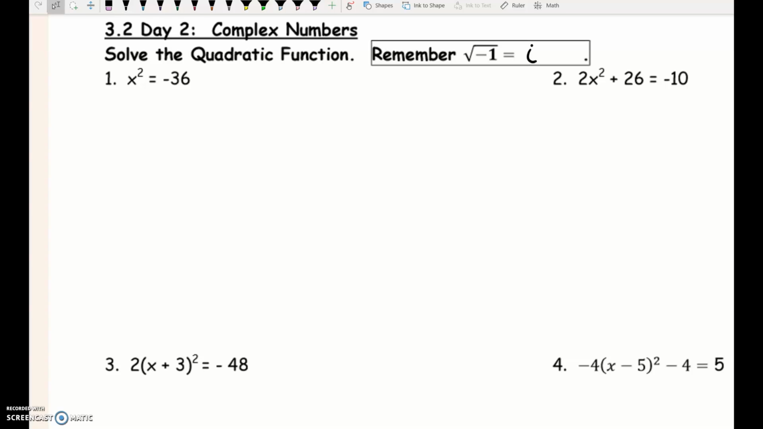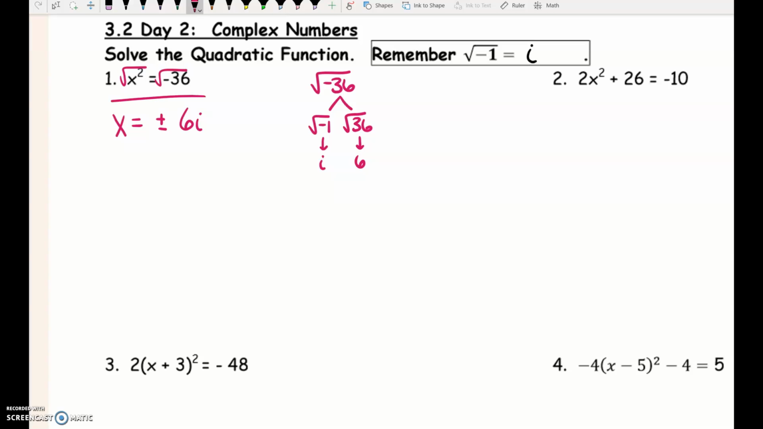So in this first problem, we would get rid of the square by square rooting both sides. We have to remember to put a plus minus in front of that. If you need to, you can take this square root of -36 off to the side and really break it down. But typically what I do is I see that there's a negative under here, so I know that there's an i, and the square root of 36 is 6. So this one is plus or minus 6i.